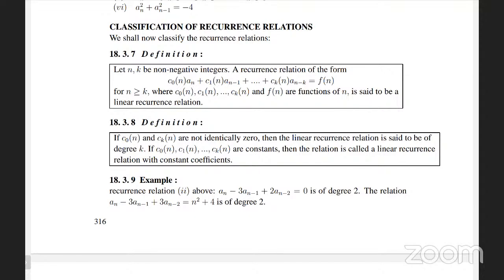If we are asked for the linear recurrence relation, we use 18.3.7. Here the coefficients are not constants, they are functions. If they are functions, it is a linear recurrence relation; if they are constants, it is a linear recurrence relation with constant coefficients. You should mention this clearly. This is the difference in the classification of linear recurrence relations: one is functional, the other is constant coefficients.